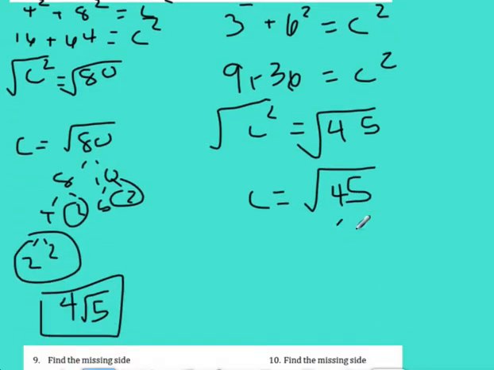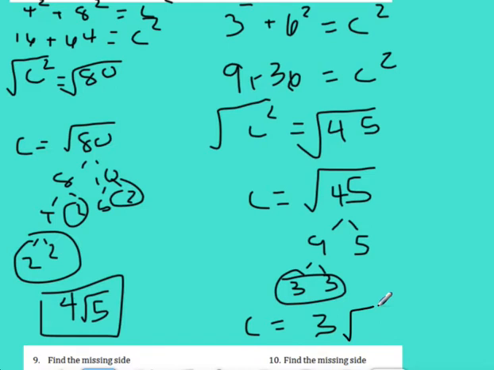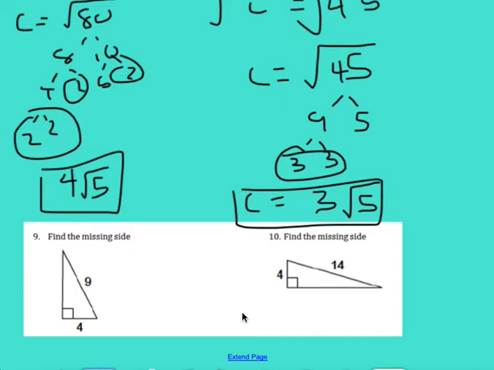Now I need to break that down. And then we do 9 and 5, and then 3 and 3. So I can take out a pair of 3's. So I take out the pair of 3's on the outside, and then I'm left with 5 underneath. So c is equal to 3 times the square root of 5.